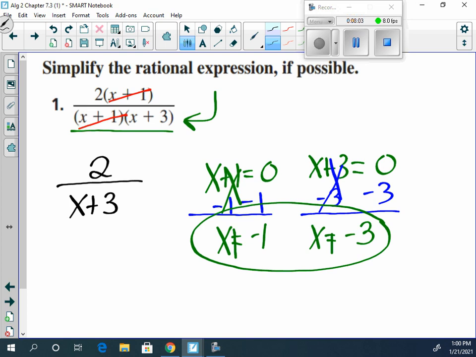So again, you're going to have to do stuff like this on your homework assignment. And it's not going to just ask for it simplified. It's also going to ask for the restrictions, what values of x cannot be. And that's going to be our -1 and -3. It's going to ask for both.